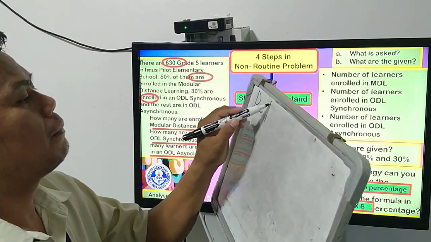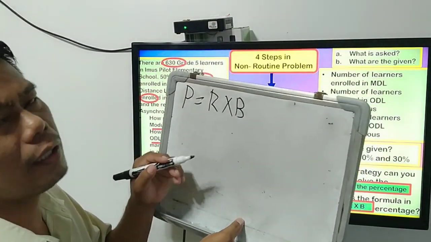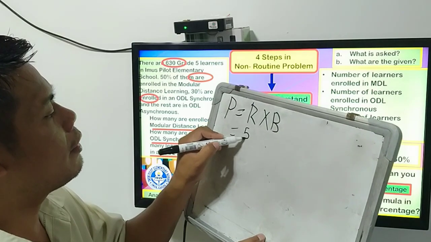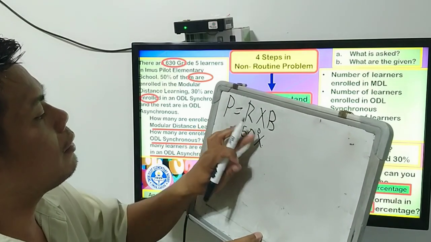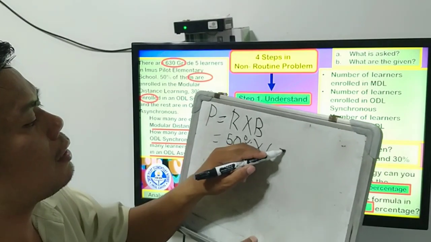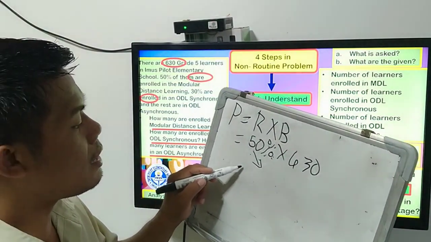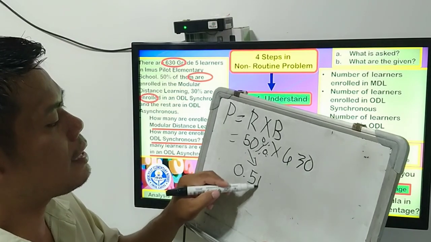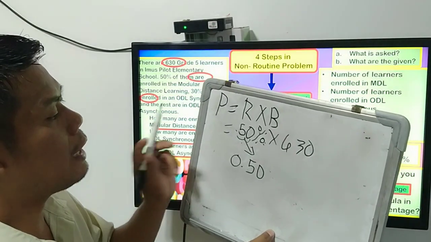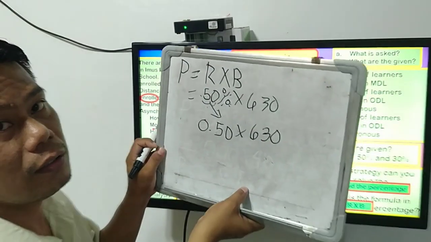P equals R times B. Always start with the formula in solving the percentage, or solving the rate. So substitute R. Our R is 50%. Then multiply 50% by the base, which is 630. Again, we're going to change this 50% to a decimal number, and this becomes 50 hundredths. So we just move the decimal point, 1, 2, here becomes the decimal point. Twice always the move, let us remember. Then multiply 630. Can you follow? Okay, very good.